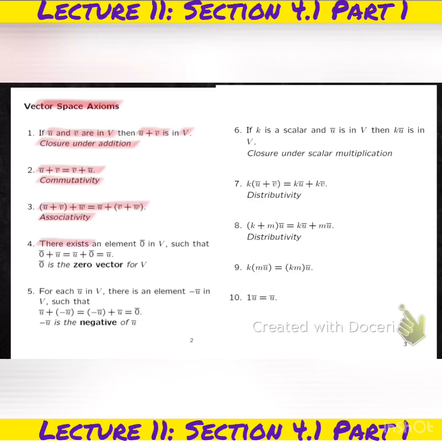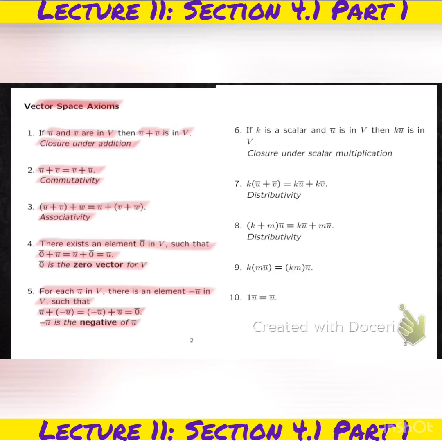And then you need to have what is known as a zero vector. The zero vector has the property that if I add it to any vector u, the end result is always u. Whether you add it on the left or on the right doesn't make a difference. It always has to be u. So that's the zero vector. And also every vector in your space needs to have a negative. A negative of a vector is a vector that, if you add it to the vector, you get the zero vector.